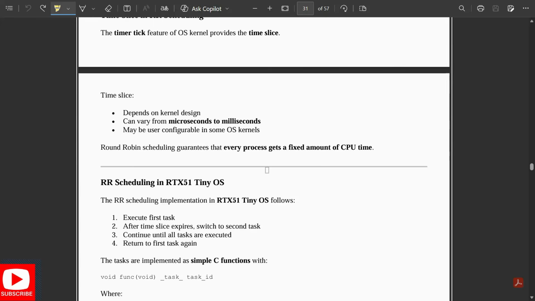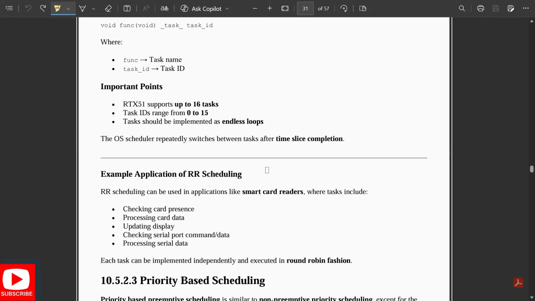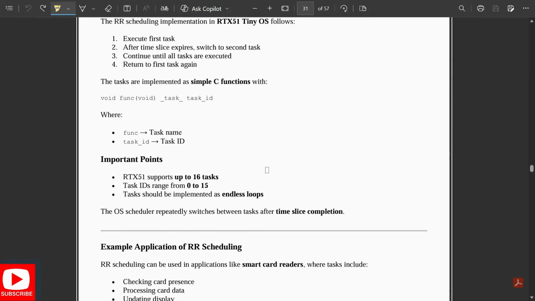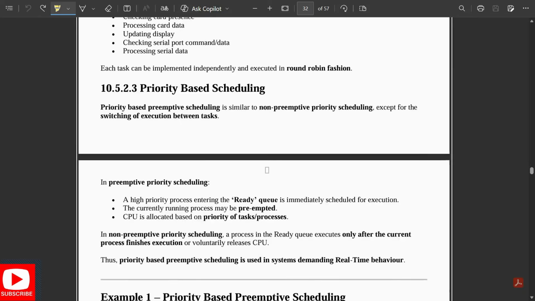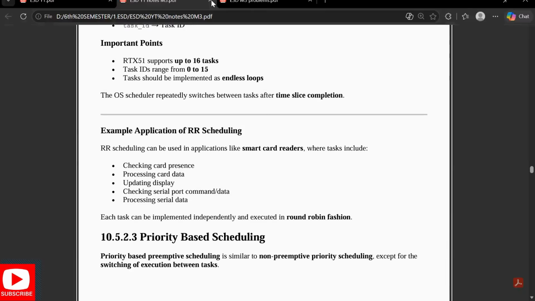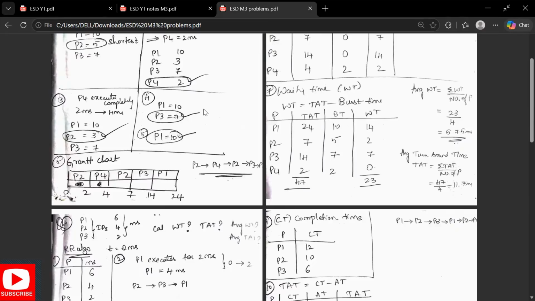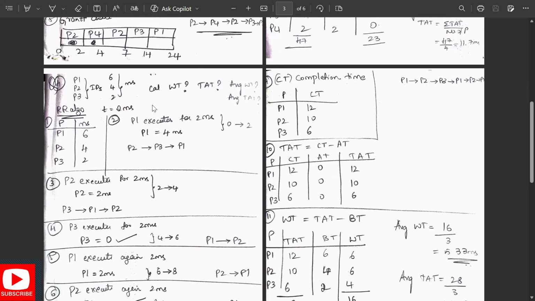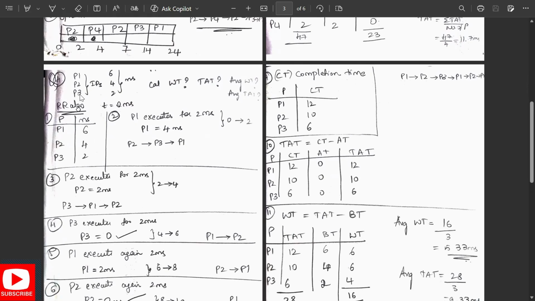Here we have one more example to understand round robin. Let's move on to that example. They have given us the process IDs P1, P2, P3 with burst times 6, 4 and 2 milliseconds respectively. You need to calculate the waiting time, turnaround time, average waiting time and average turnaround time using the round robin algorithm where T is equal to 2 milliseconds.